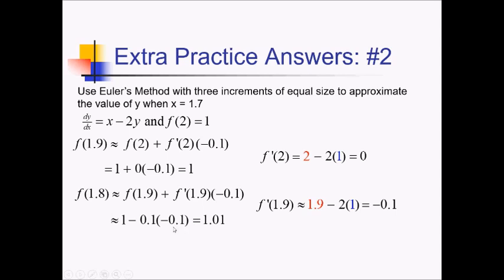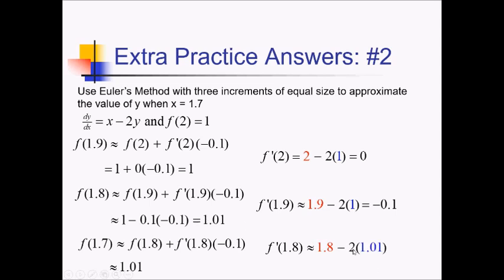And now we just have one more step. We have to do f of 1.7. This is what we've been waiting for here. This is going to be f of 1.8 plus f prime of 1.8 times our step size of negative 0.1. Well, f of 1.8, we just found that approximately. That's 1.01. F prime of 1.8, now I have the x value 1.8 minus 2 times the y value that goes with it, which we saw was approximately 1.01.